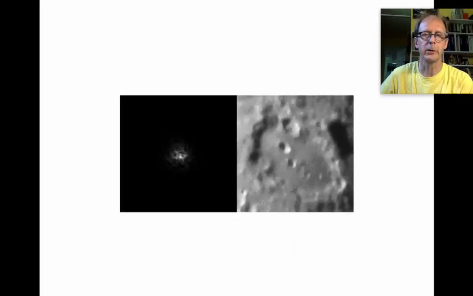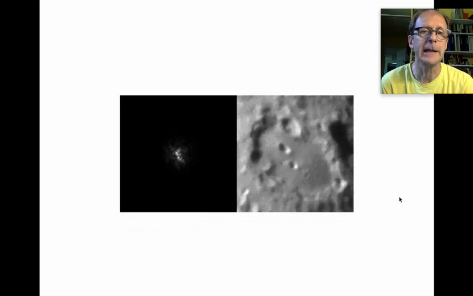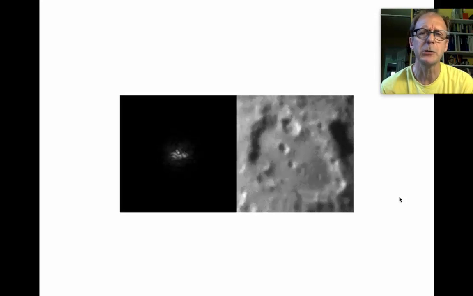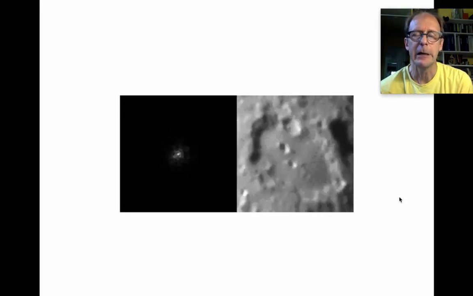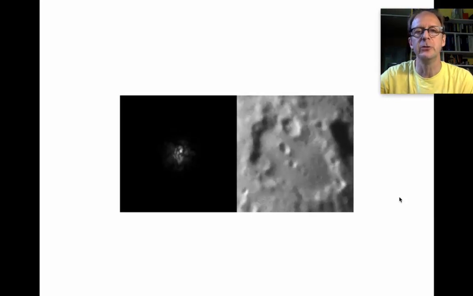Here are a couple more animations, or actually videos. The left-hand one is a star, just the image. It may actually be a binary star, I'm not sure. And the video on the right is a crater on the moon. Again, highly magnified so that you can see the blurriness and the changing of the blurriness due to turbulence in the atmosphere.